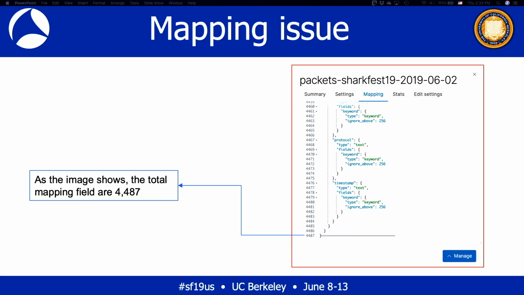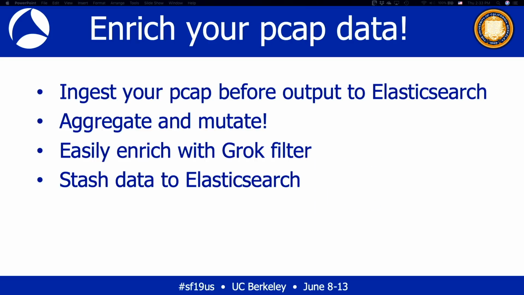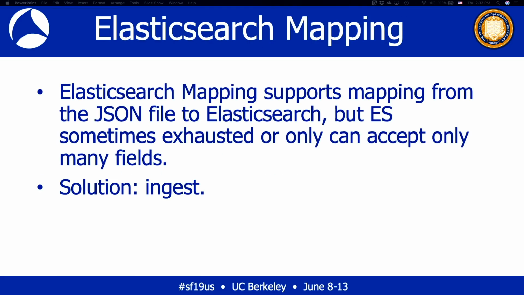When Elasticsearch automatically indexes our file, it does automatic mappings, and it has about 4,488 lines in the mappings file. So it is not good. We have to do some ingestion because we want to make sure that we get the specific fields we need for our data.